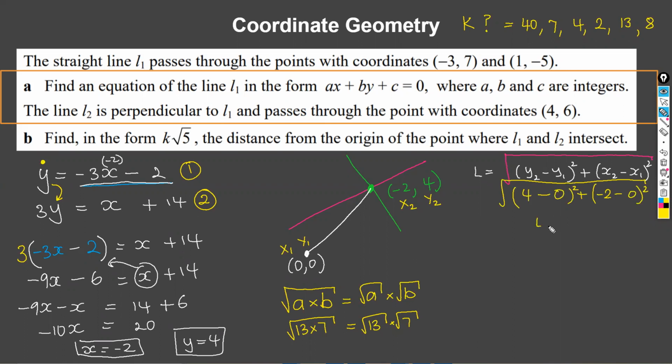So 4 minus 0 is 4. So we end up with 4 squared, minus 2 minus 0 is still minus 2, squared. Now, when you square anything in the world, you're going to get a positive value. 4 squared is 16, minus 2 squared is still positive 4. So we're going to end up with the square root of what? 20, because 16 plus 4 is 20.